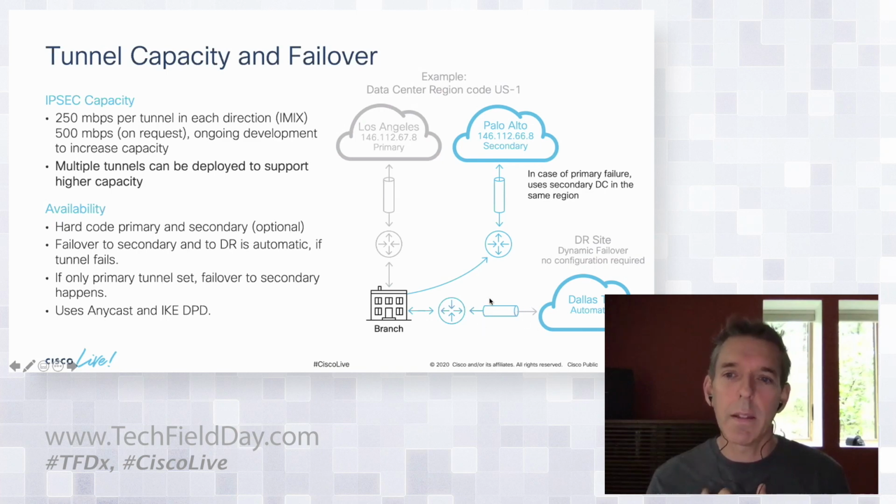And again, the tertiary failover that I had mentioned here. So nothing too fancy as far as the failover and detecting that the tunnels are down. We're using IKE dead peer detection. So again, if there's no response, we're going to be able to fail over on that.